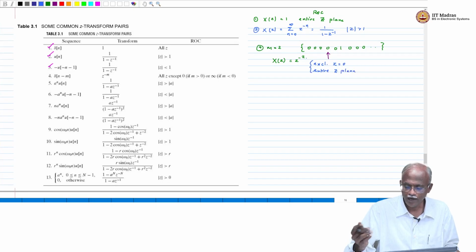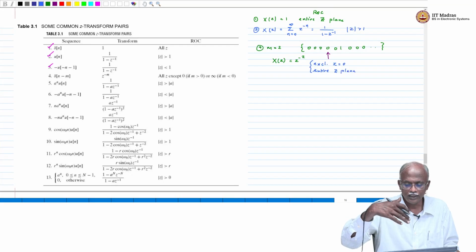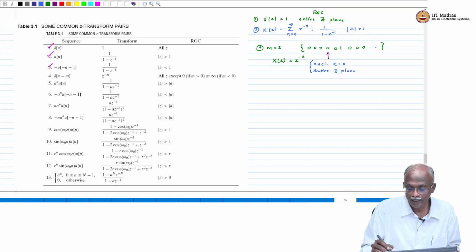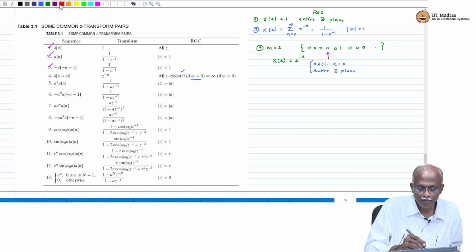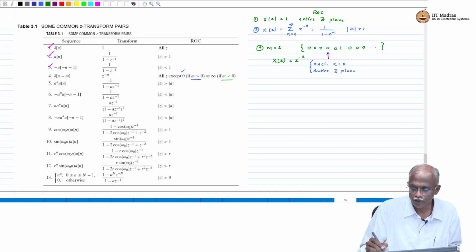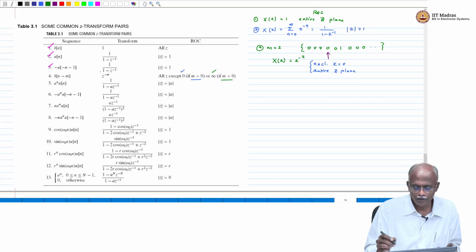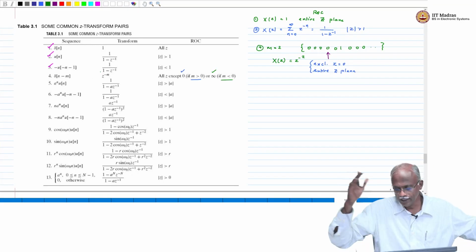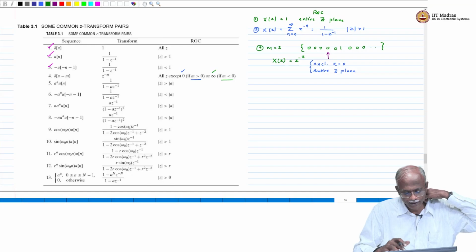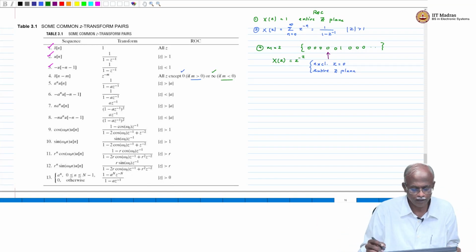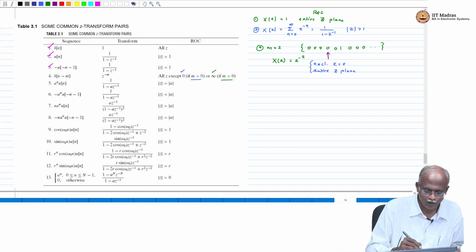Now, if m had been minus 2, then z equal to infinity would have been excluded. So whenever m is greater than 0, you will find that z equal to 0 is excluded. Whenever m is less than 0, you will find that z equal to infinity is excluded. So basically, you have the entire z plane, and one of the two extremes will get removed because of that condition. So we can tick off that.